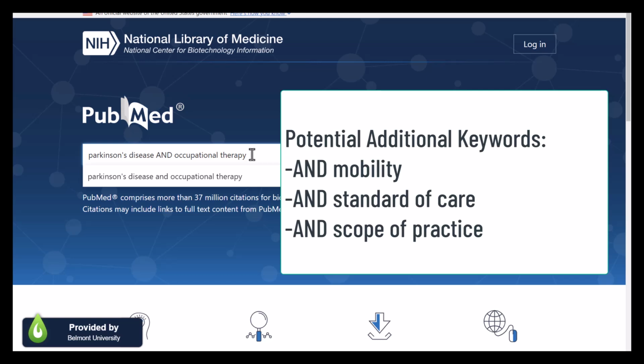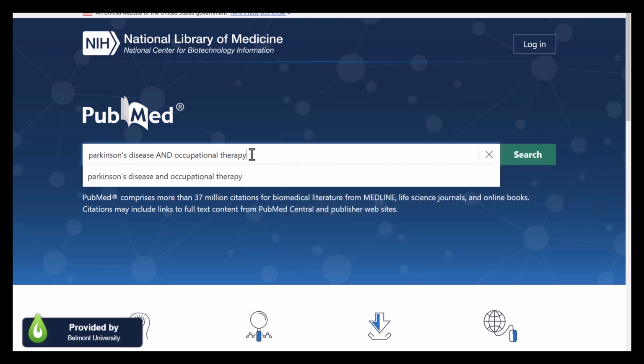You could also choose to use keywords like standards of care or scope of practice to help you find articles that are bringing together that evidence and talking more about best practices. For now, I'm going to stick with just Parkinson's disease and occupational therapy, just so I can see what research is available.